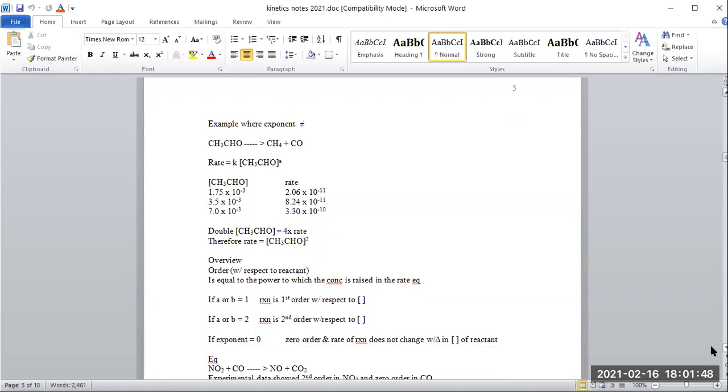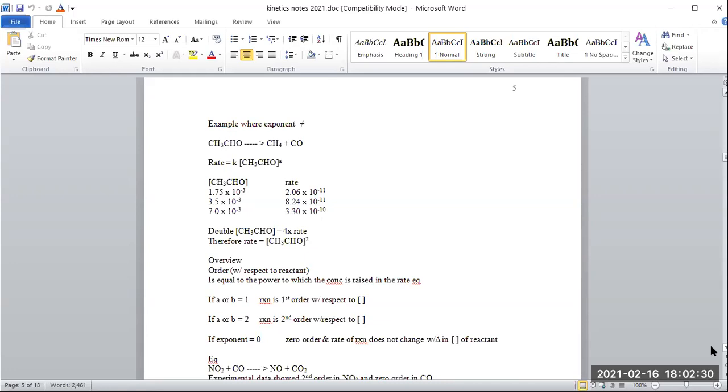So if I look at my data, if I look at the first two lines, 1.75 times 10 to the negative third, if you double it, you get 3.5 times 10 to the negative third. But look at your rate. My rate didn't go from 2-ish to 4-ish. My rate went from 2-ish to 8-ish. I quadrupled my rate. This is your indication that my exponent is a 2.